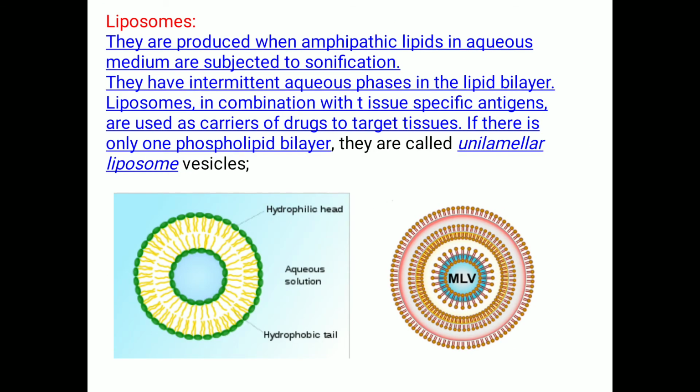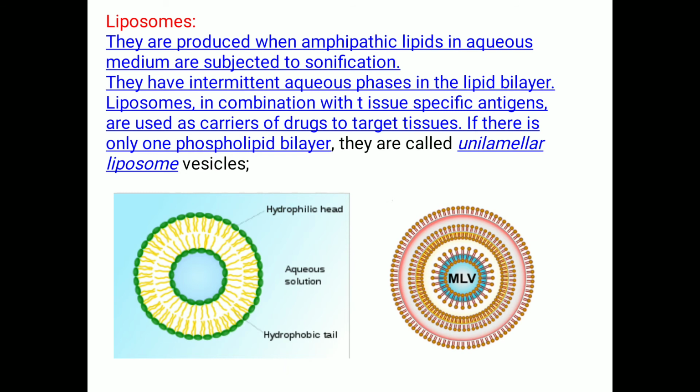Next, coming to liposomes. Liposomes are, as I already told, artificially produced or synthesized vesicles. They are produced when amphipathic lipids in aqueous medium are subjected to sonication. They have intermittent aqueous phases in the lipid bilayer, and liposomes in combination with tissue specific antigens are used as carriers of drugs to target tissues. If there is only one phospholipid bilayer, they are called unilamellar liposome vesicles.